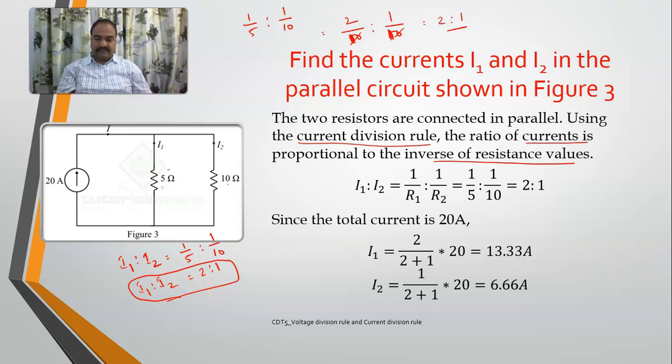In that case, what is the total current? Total current is 20 amperes. I1's share is 2 parts, I2's share is 1 part. So how to determine I1? Its share is 2, and the total number of shares is 2 plus 1, into the actual current, 20. Similarly for I2, its share is 1, total shares is 2 plus 1, into the total. This is the concept. Understood?